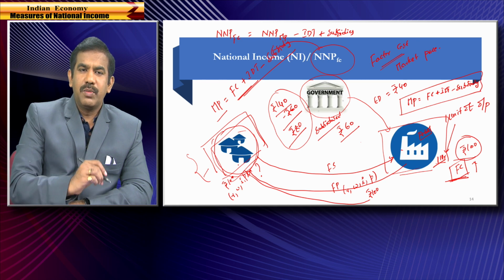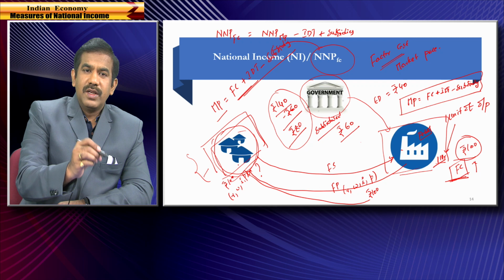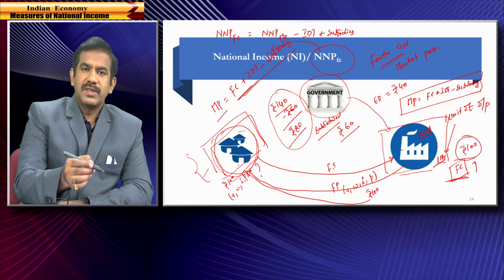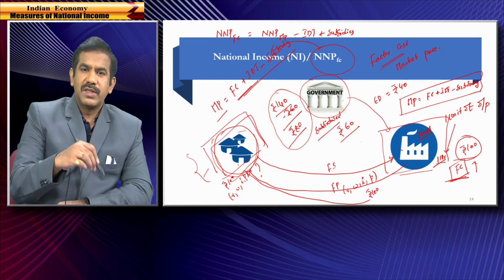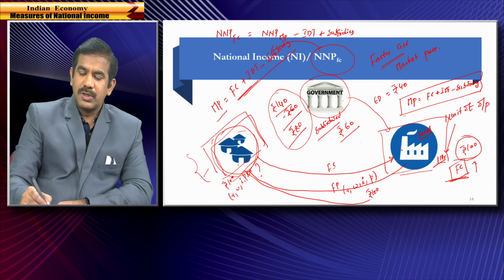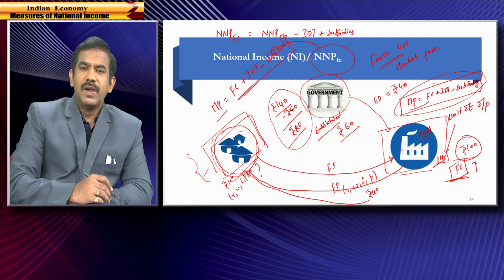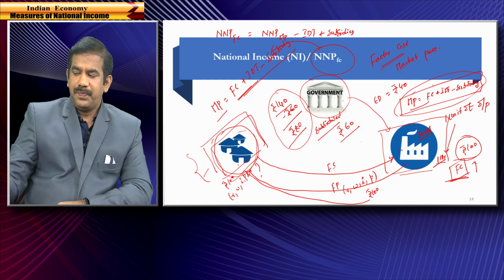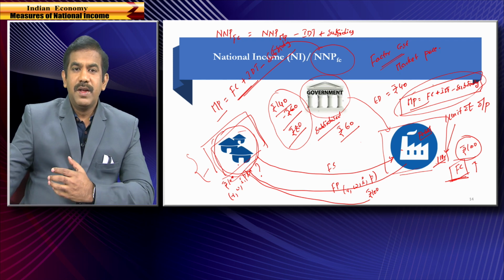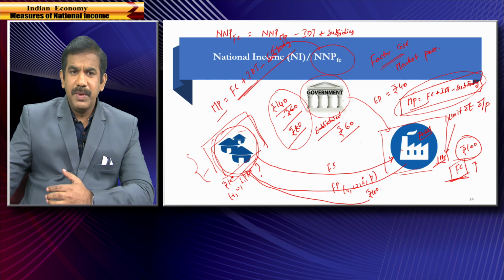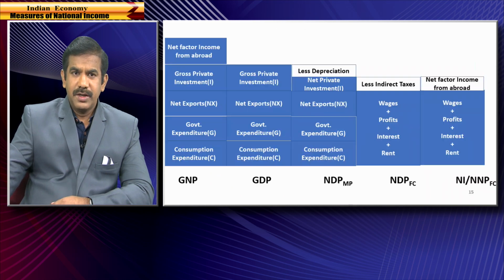And how would you compute it? NNP at factor cost is given by NNP at market prices minus indirect taxes plus subsidies. In fact, I brought this FC on the left hand side and market price on the other side. So that's how I have to change the variables. Okay? So this is how we compute national income. So we have seen GDP, GNP, NDP, NNP, national income.